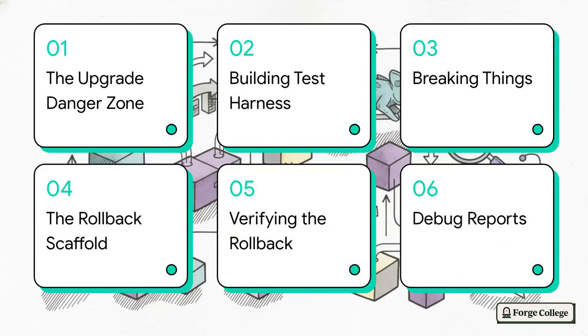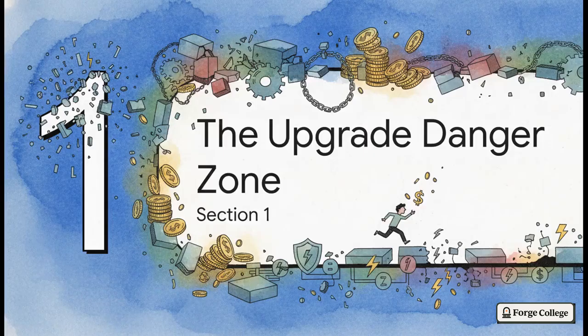Here's our blueprint for today's drill. We'll be hitting the upgrade danger zone, building the test harness, breaking things on purpose, the rollback scaffold, verifying the rollback, and finally, debug reports and next steps. Okay, part 1, the upgrade danger zone.